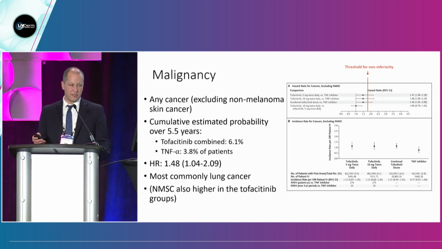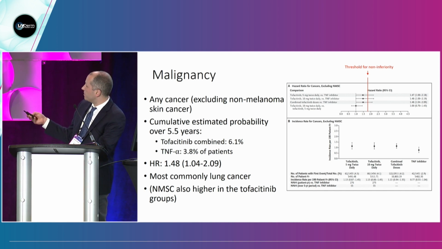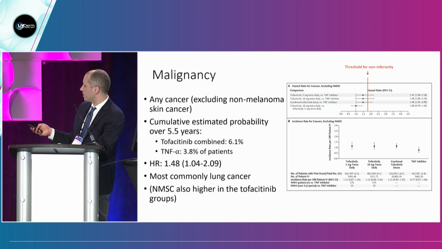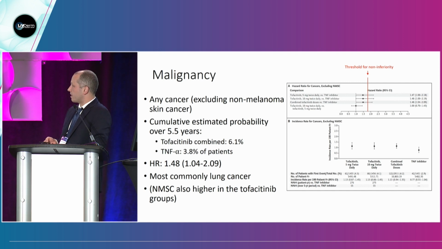Well, what about malignancy? Again, we're looking at this the same exact way. Here's their non-inferiority threshold. If we're crossing this, then we're actually inferior, and so it looks like there is an increased risk of malignancy the way that this study was designed. Again, you can see here the numbers that I've outlined for you. Most commonly was lung cancer. Again, we don't know about smoking history or current smoking status in these patients, but at least 50% were former smokers or current smokers.